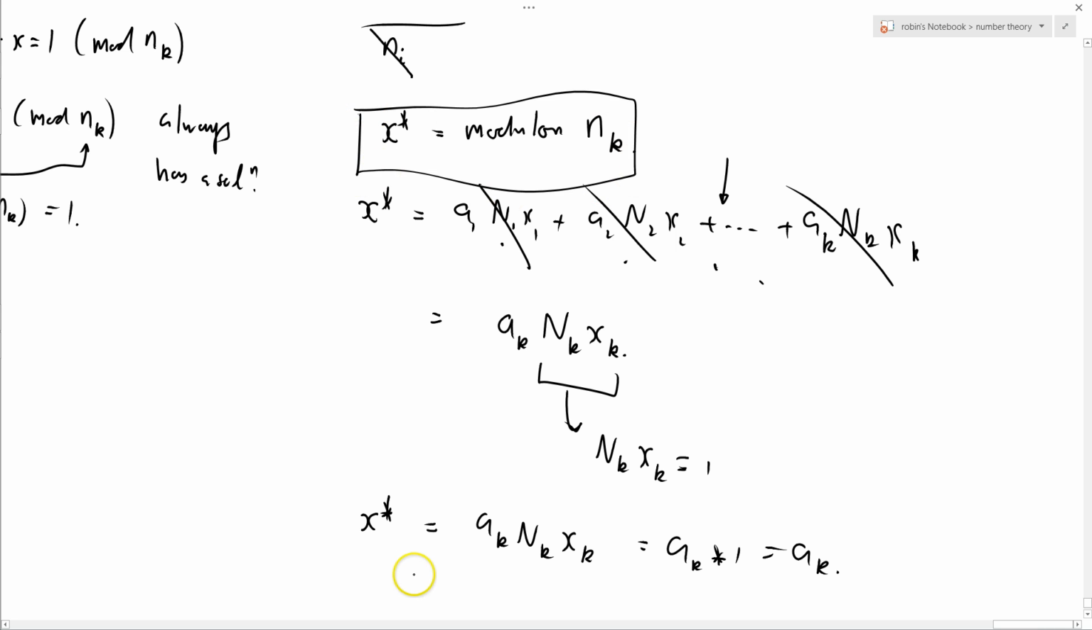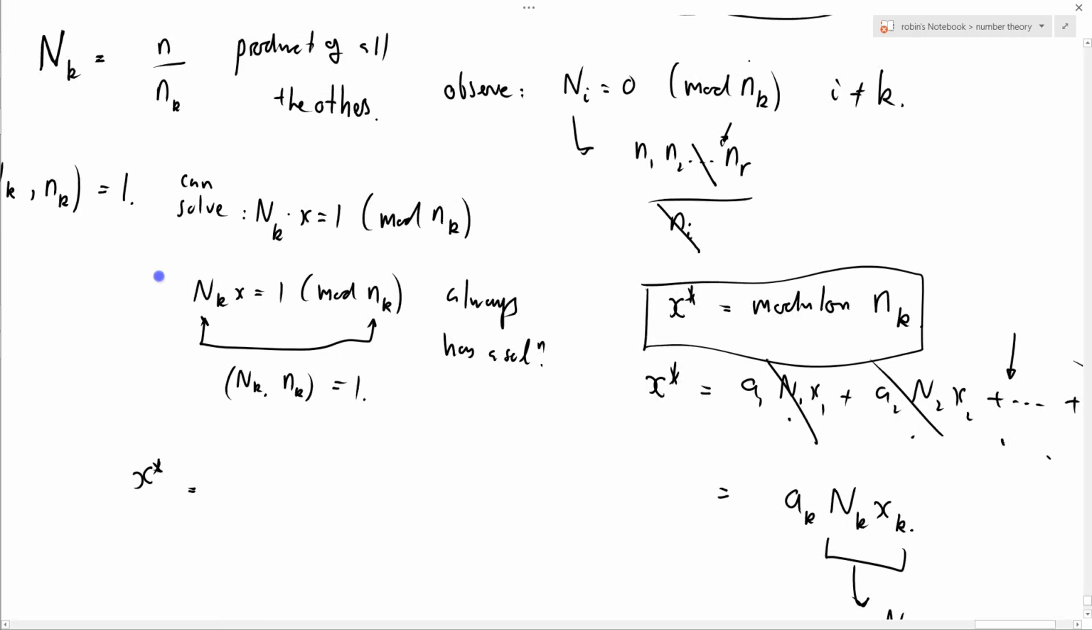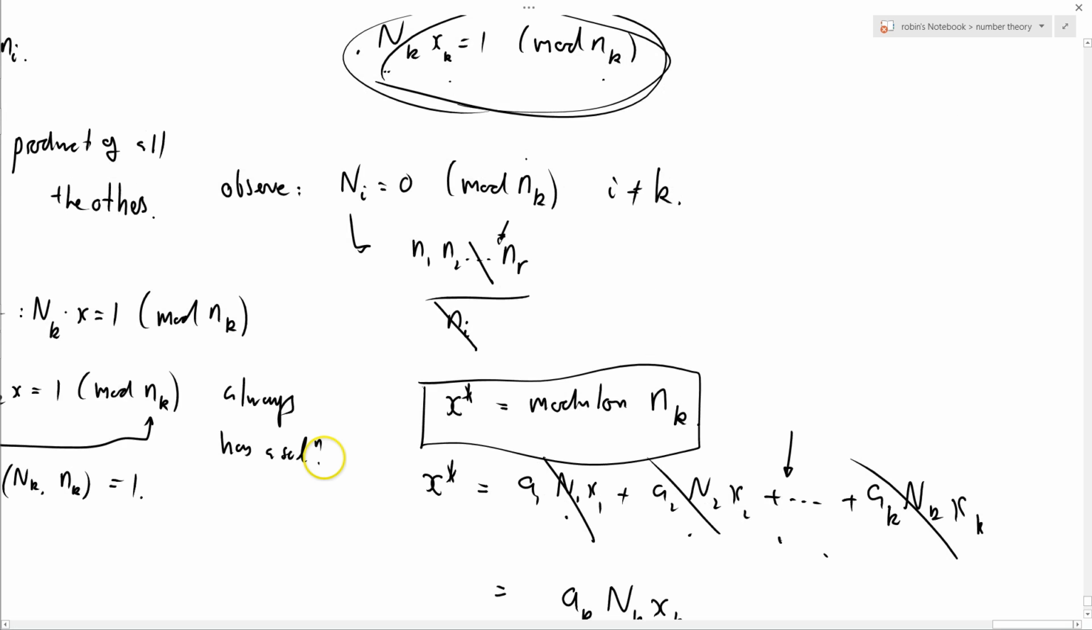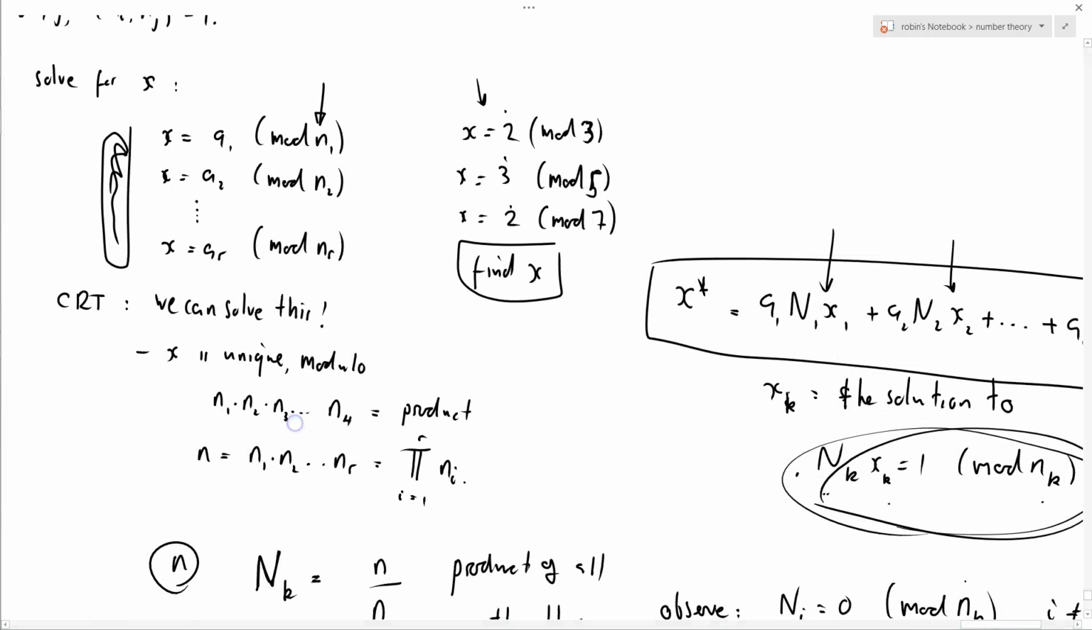And modulo nk, x star is equal to ak, as it should be from the equations, because that ak there matches this ak in here, wherever it is, mod nk, I guess, in there. So we found our solution, which is quite nice.